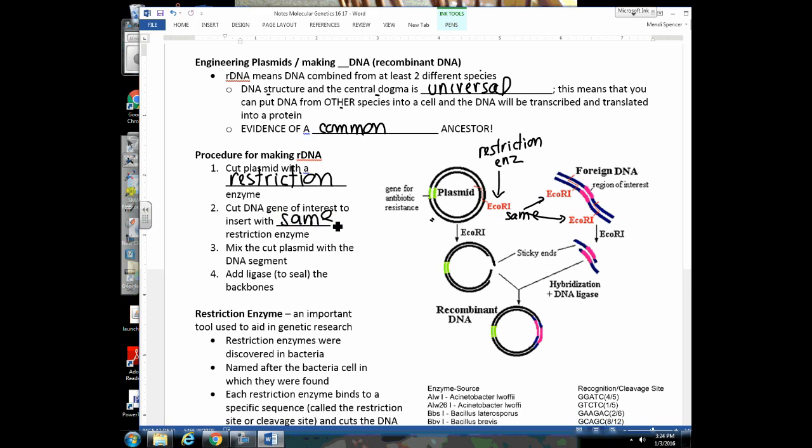From there, all we have to do is mix the two. So we have the open plasmid, and we have this segment of DNA from a different organism. We mix the two, and we're going to add a sealer. Remember, ligase sealed the backbones during DNA replication. Well, ligase is going to seal those spots where the two different types of DNA join together. So we add ligase, and it's going to seal the backbone, and we now have recombinant DNA. It's a piece of cake.